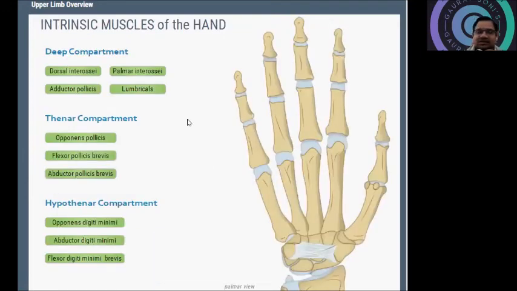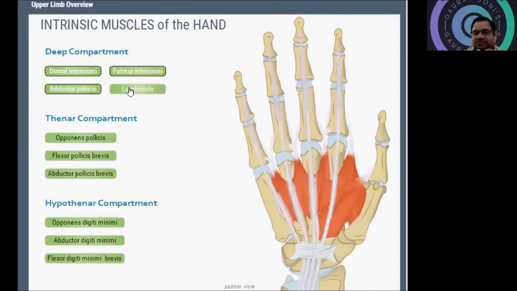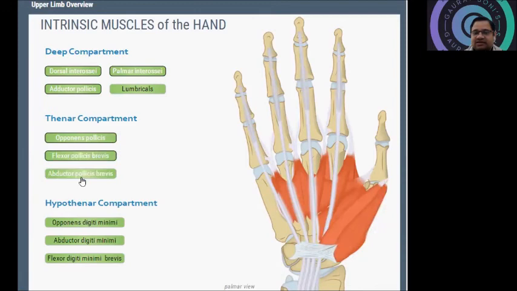Next comes the hand. In hand, there are three compartments: deep compartment, thenar compartment, and hypothenar compartment. Thenar compartment is towards the thumb side, hypothenar will be towards the little finger side. You can see dorsal interosseous, palmar interosseous, adductor pollicis, and lumbricals. Then there is opponens pollicis, flexor pollicis brevis, and abductor pollicis brevis. These are from the thenar compartment.